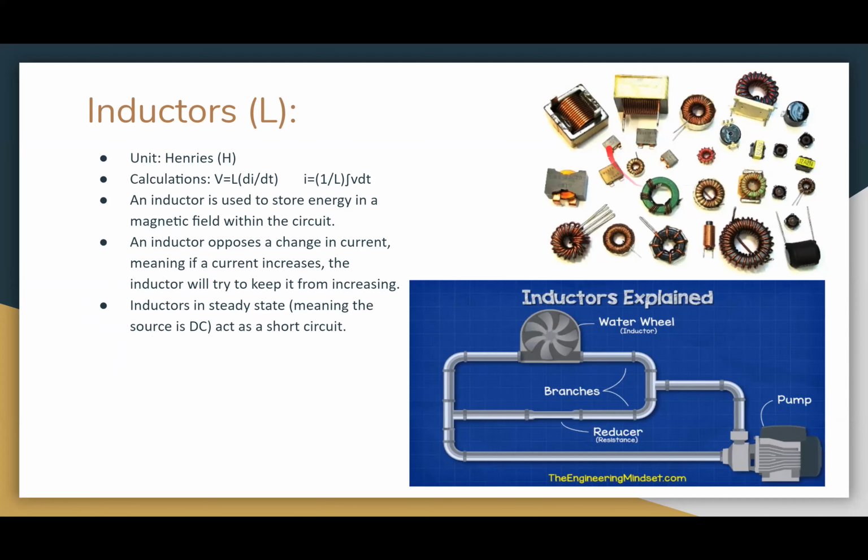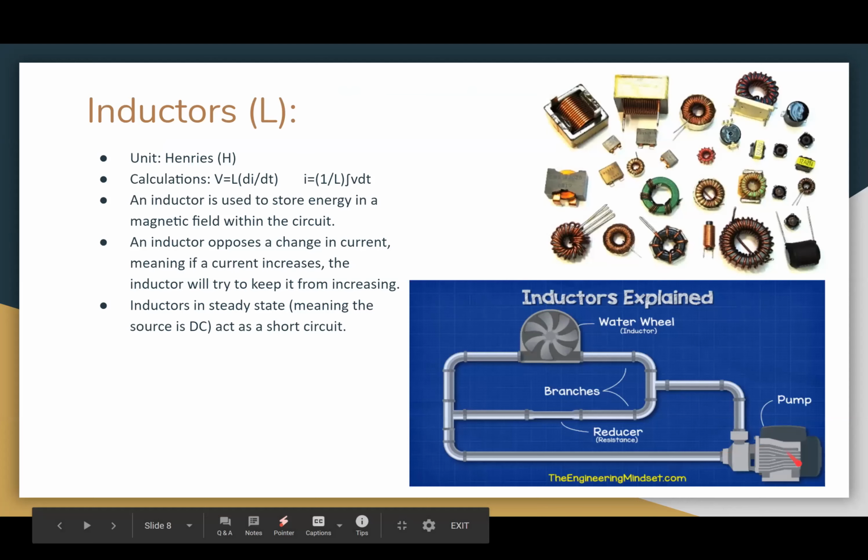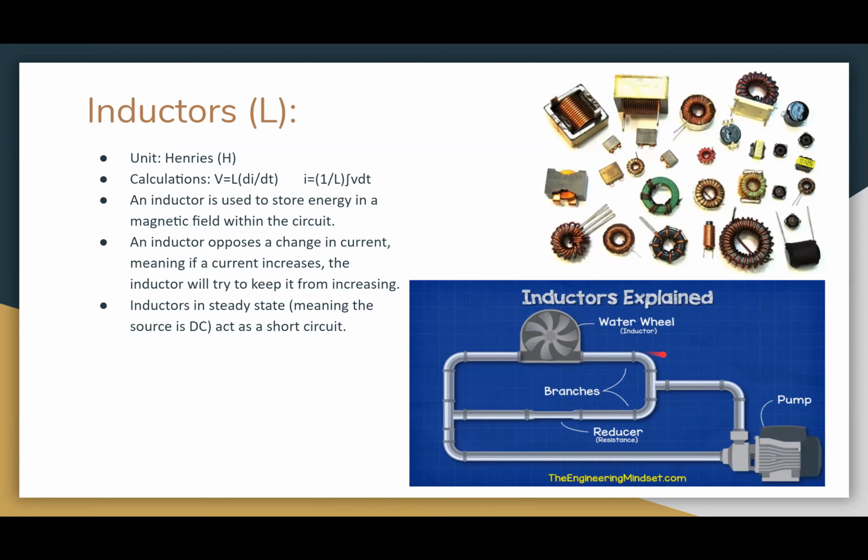So this is what an inductor looks like in real life. And if we use the water analogy for inductors, this pump right here is going to act as our DC source, and it's going to be pumping the water throughout this whole system. Here, this thin piping is going to represent our resistance, and this water wheel is going to represent our inductor. So initially, when the water is being pumped, it'll go through here and through here, but it'll stop right here for a certain amount of time.